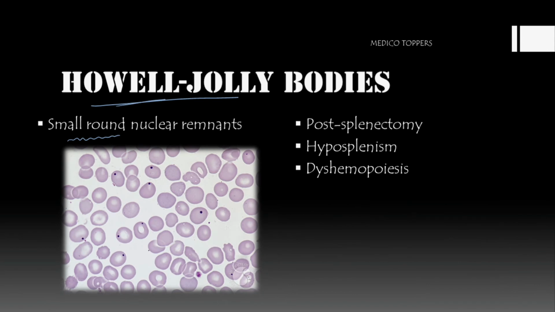Howell-Jolly bodies. Here in the RBC, we will have small round nuclear remnants. You can see in the image the small round nuclear remnants here and there. This is mainly seen in post-splenectomy, hyposplenism and dyserythropoiesis. So this is regarding the Howell-Jolly bodies. You can remember this condition with the help of the mnemonic PhD. So remember that Howell-Jolly bodies were going for PhD studies. P for post-splenectomy, hyposplenism and dyserythropoiesis.